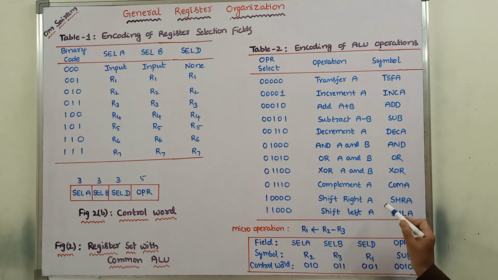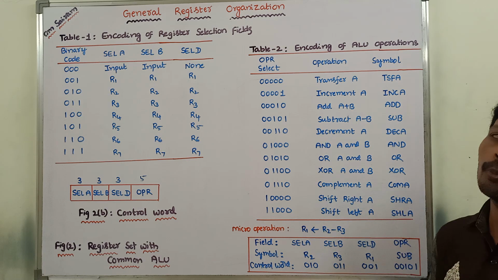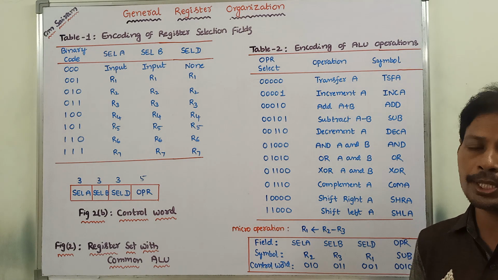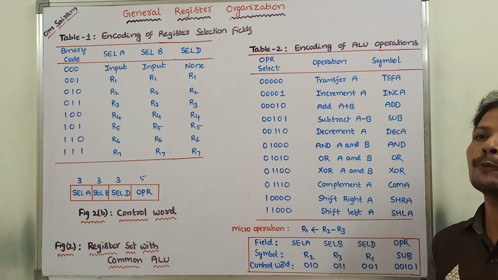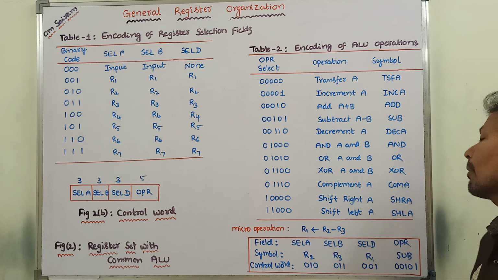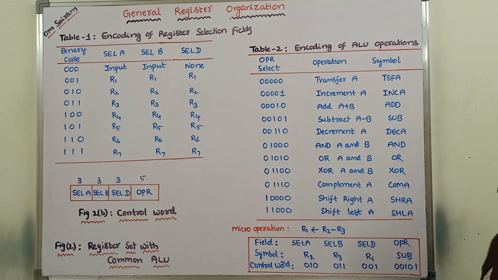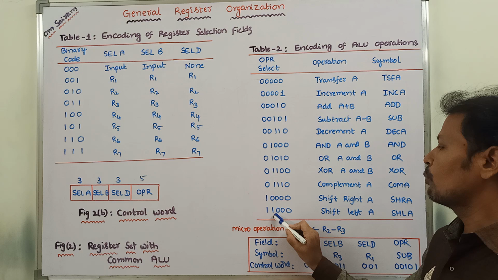We have to perform the shift right operation on the content of register A. That means we have to shift each and every bit by one position to the right. That can be denoted by SHRA. Next, OPR value is 11000.